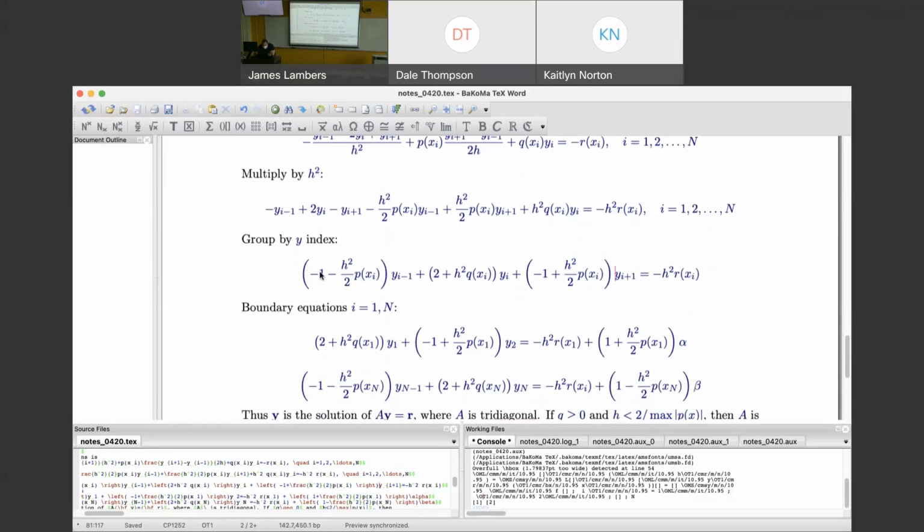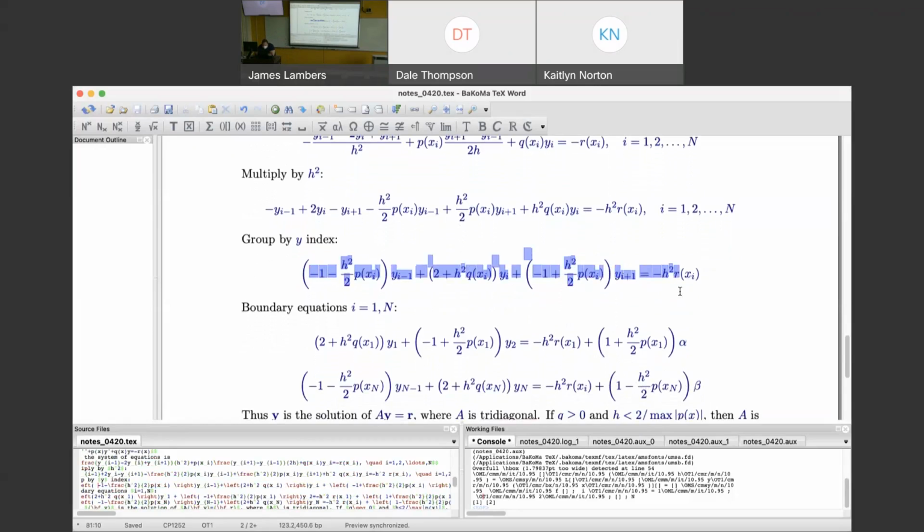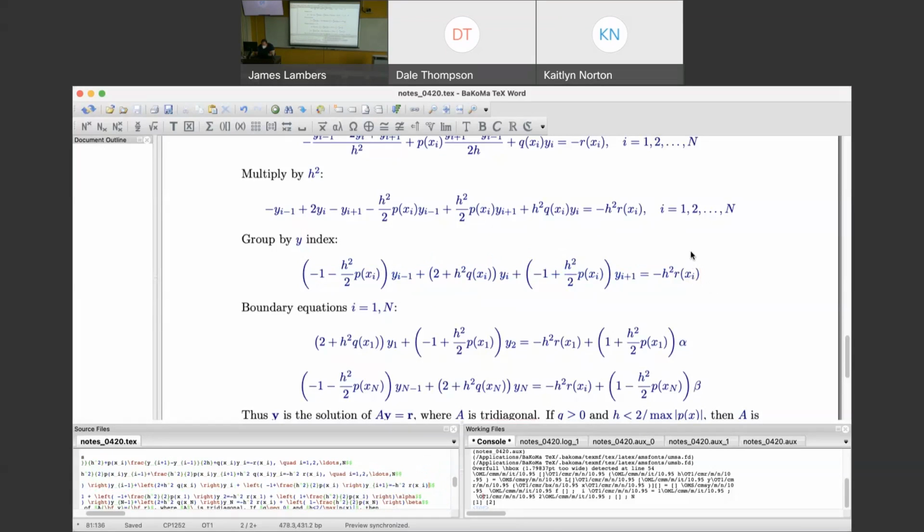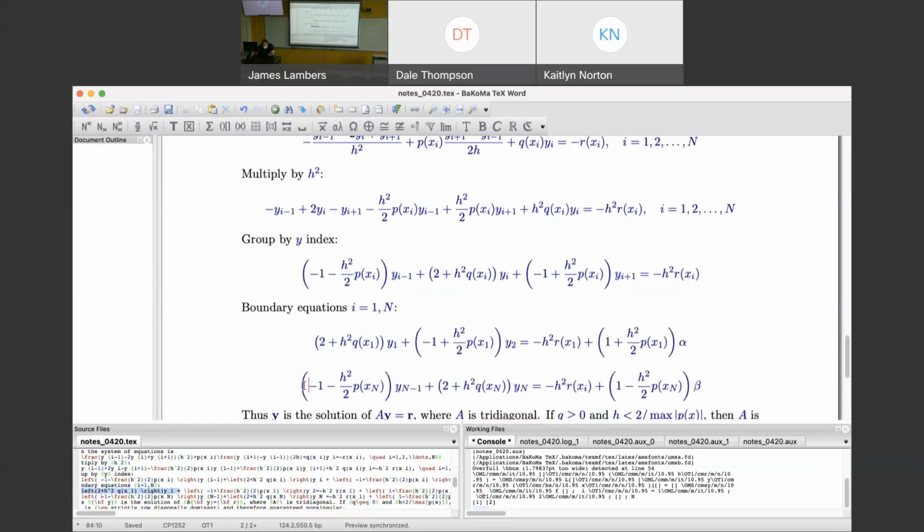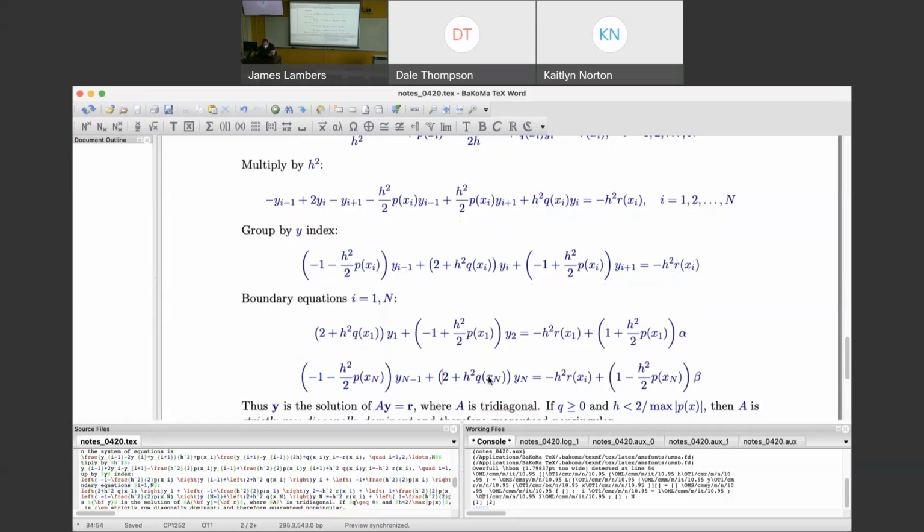So really, if you use this equation for your interior points, so i going from 2 up to n minus 1. For i equals 1, you have this. For i equals n, you have this. So what you end up with can be described as a matrix vector product.